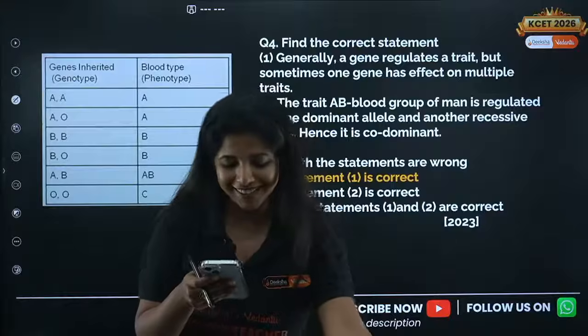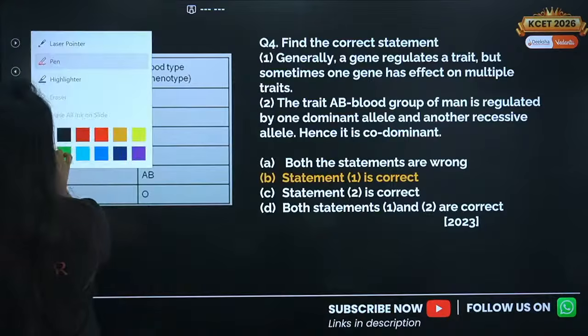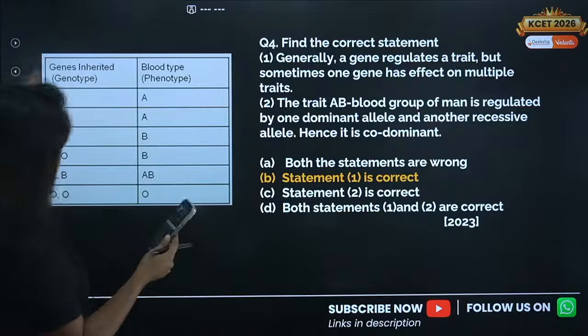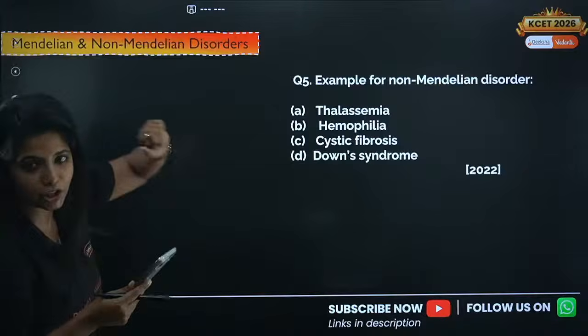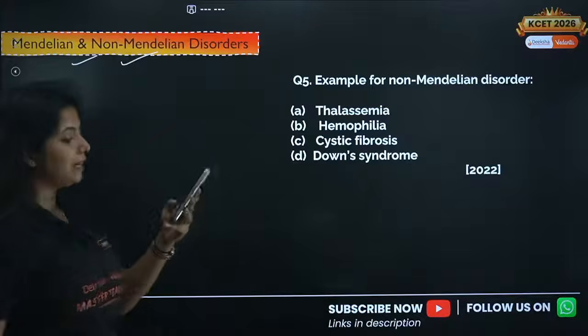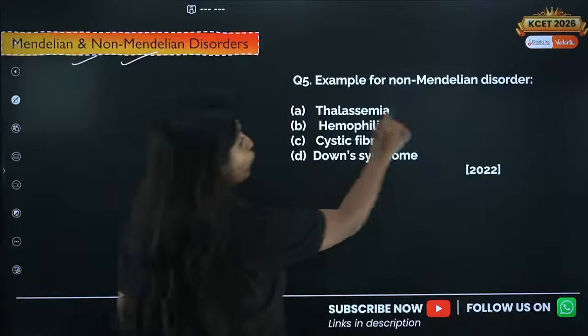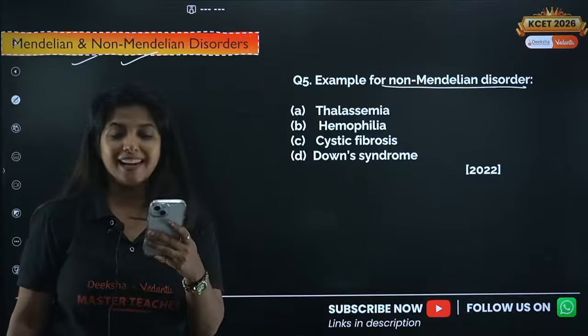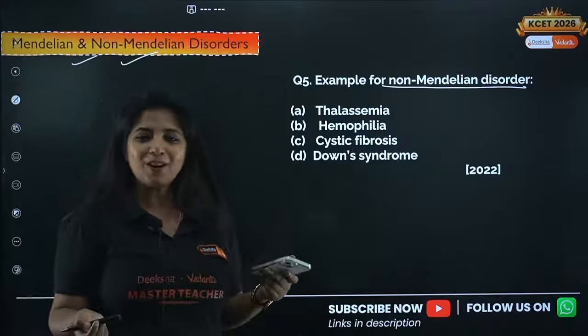Okay, chalo. So over here, this is the chart for the blood group. I hope you guys know. If you do not, we will be studying it together in this particular session. Now, the next question has something to do with Mendelian and non-Mendelian disorders. An example for a non-Mendelian disorder is being asked. What do you mean by that? Any idea?